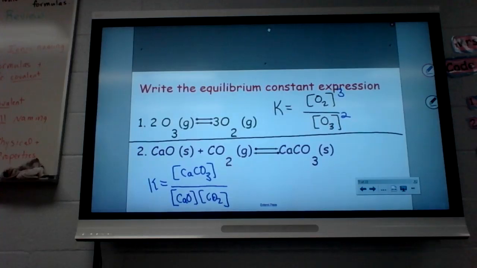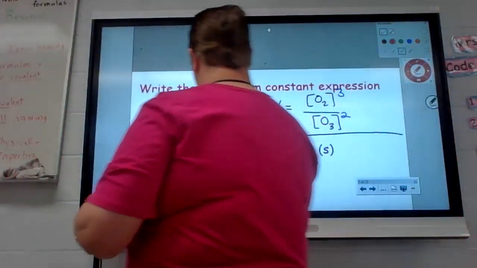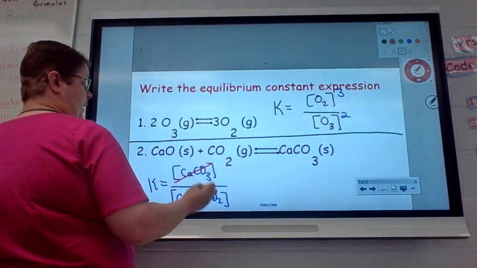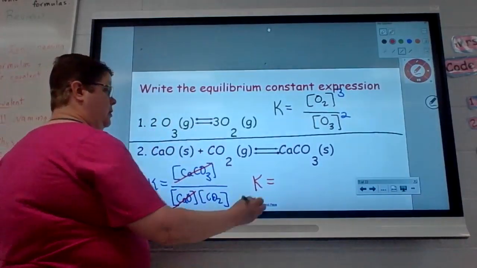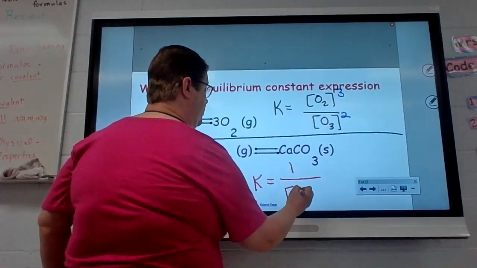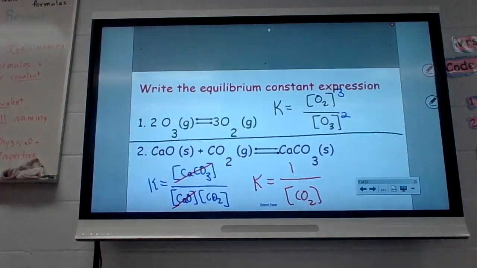All right, so since there are no coefficients, we have no exponents, right? So, states, you only keep aqueous and gas. Solids and liquids cancel out. So who are we canceling out? CaO and CaCO3. All right, so K equals, what do I put on the top when there's nothing there? 1 on top. What's left on the bottom? CO2. And that's your equilibrium constant expression.